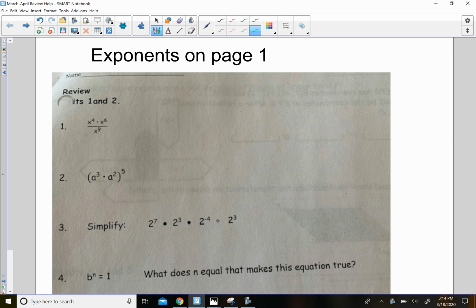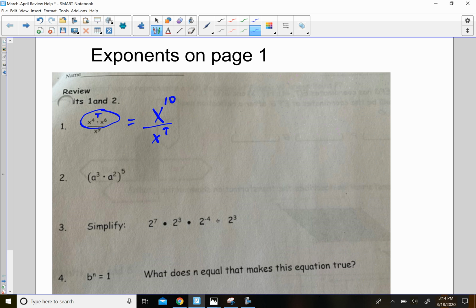All right, so on the first page, units 1 and 2 dealt partly with exponent rules. So I kind of have to follow order of operations along with the exponent rules. So in number 1, I have to do this numerator piece first. The rule is when I'm multiplying, I'm going to add the exponents. So if I take 4 and add 6 to it, that numerator will become x to the 10th, and then I just bring over the denominator of x to the 9th.